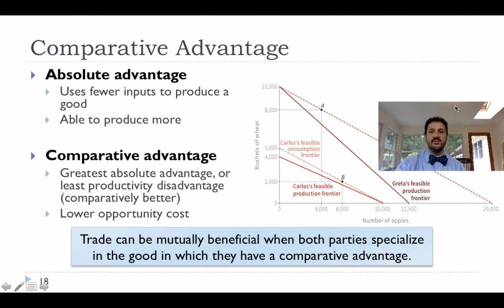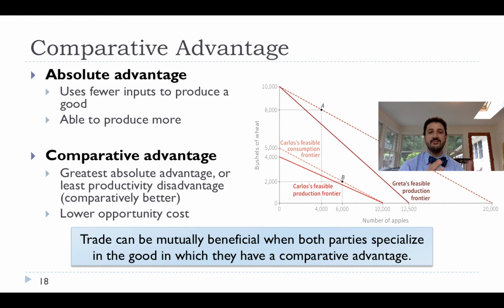So comparative advantage is really all about the opportunity cost. And so we contrast that to absolute advantage. So we're going to talk about two people, one on what we're going to call Apple Island and one on what we're going to call Wheat Island. And we're going to see that Greta, who lives on, I think, Apple Island, has the absolute advantage in producing both wheat and apples. She can produce more. It's a better island for growing food.